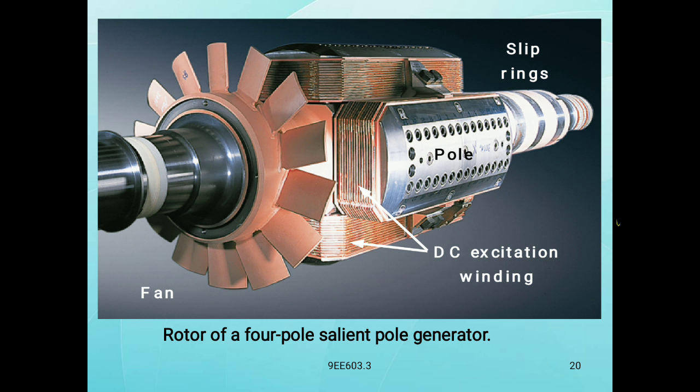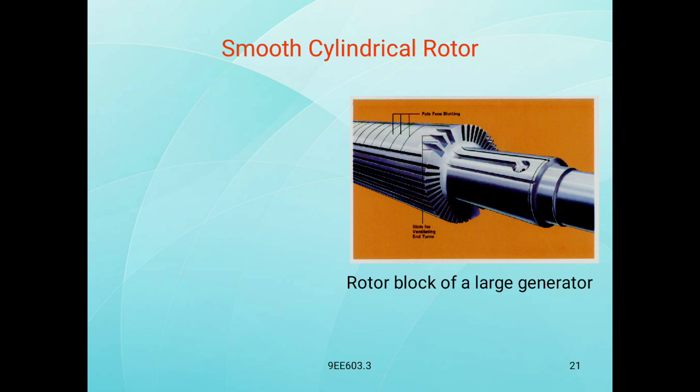Here this is the rotor of a 4-pole salient pole generator, with DC excitation, slip rings, DC excitation winding and fans. Slip rings, and a rotor of a 4-pole salient pole generator. Now the smooth cylindrical rotor.